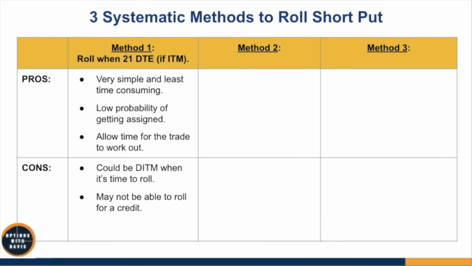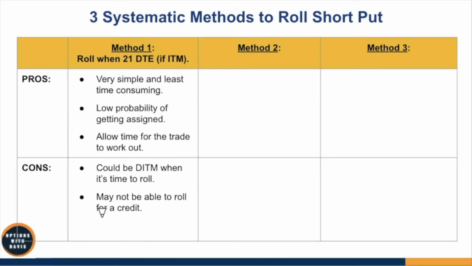And if you were to sell an option that is 1 year away, the decay is so little that it kind of defeats the purpose of selling the short put in the first place. So this is one of the cons. The second thing is that you may not be able to roll for a credit, as mentioned.